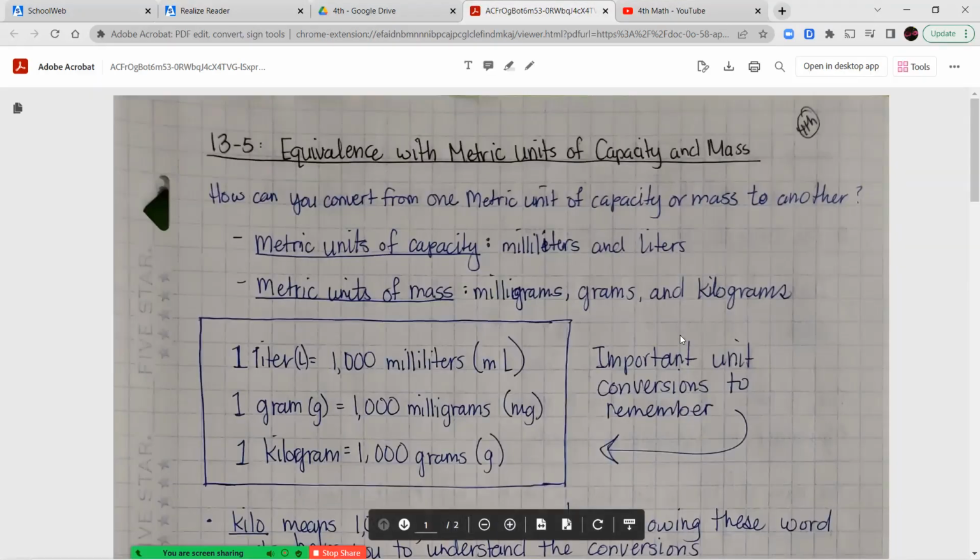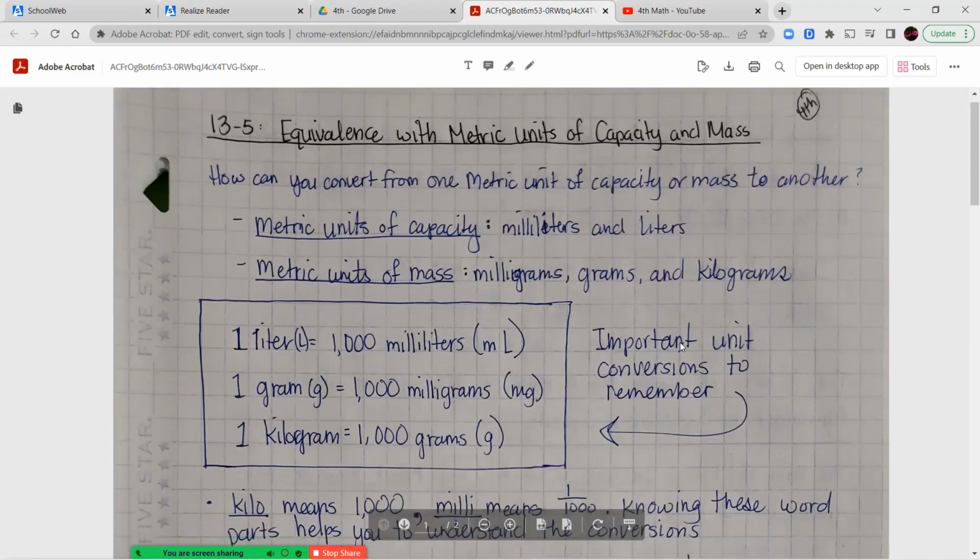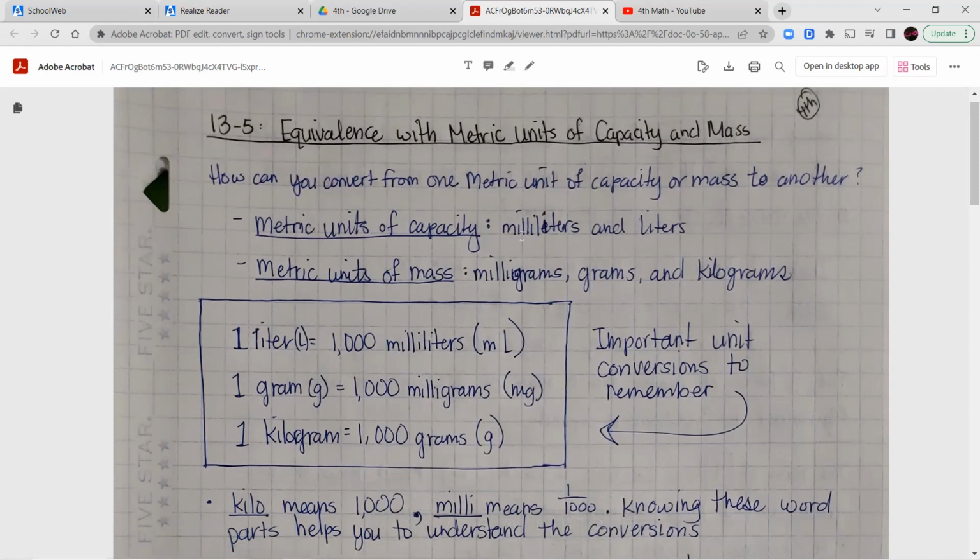Now for our notes. 13-5, equivalence with metric units of capacity and mass. The question we're going to focus on is how can you convert from one metric unit of capacity or mass to another? So remember the metric units of capacity. Remember, capacity is how much liquid fits into a container. So the units of capacity that we're going to work with here are milliliters and liters. And the metric units of mass are going to be milligrams, grams, and kilograms.